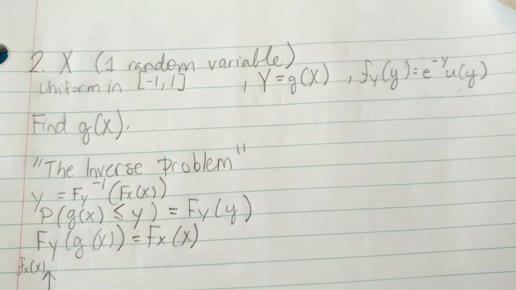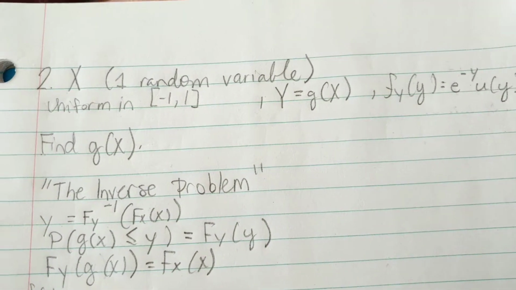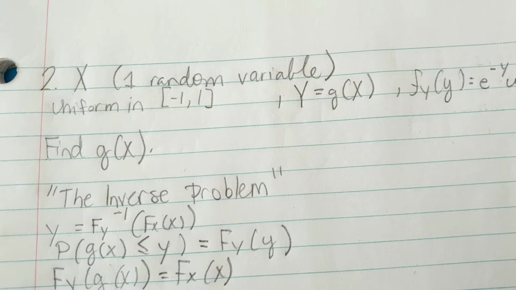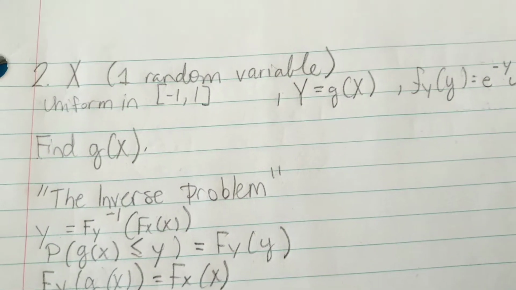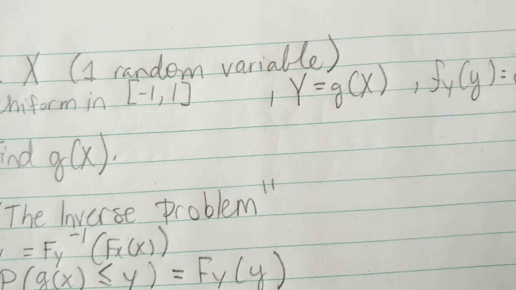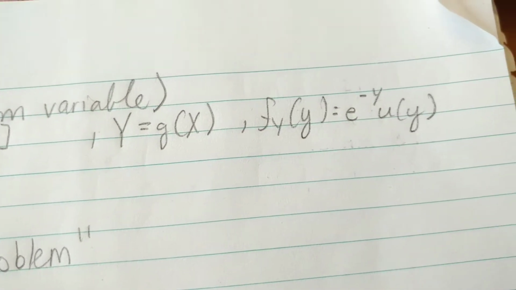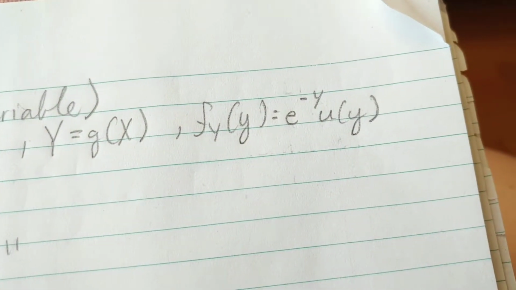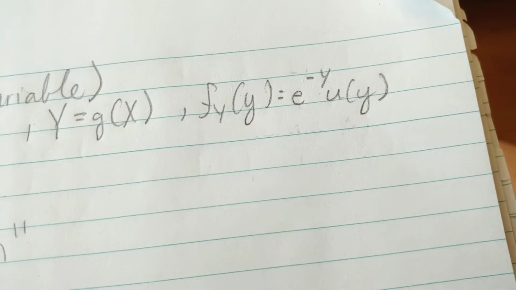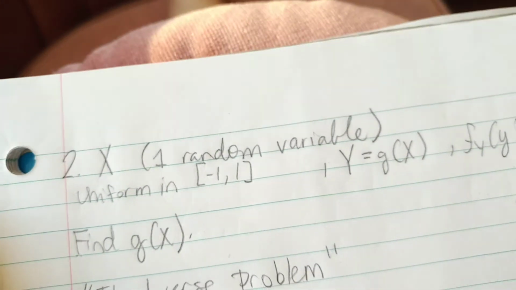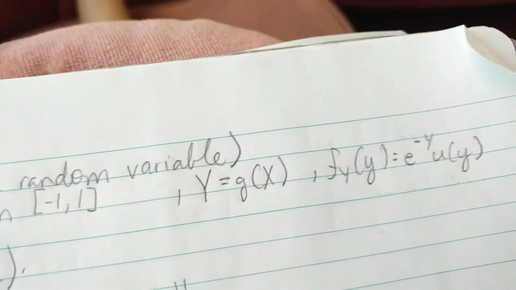This is the answer to homework 4, question 2. So question 2, there's x, which is a random variable that is uniform between -1 and 1. We're also given that y is equal to g of x, and that the density function is e to the negative y u of y. And then it asks us to find g of x.